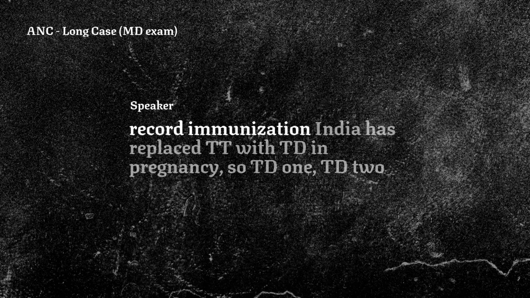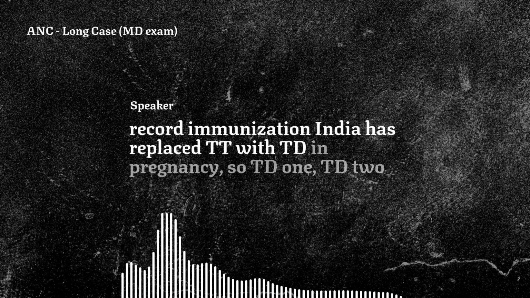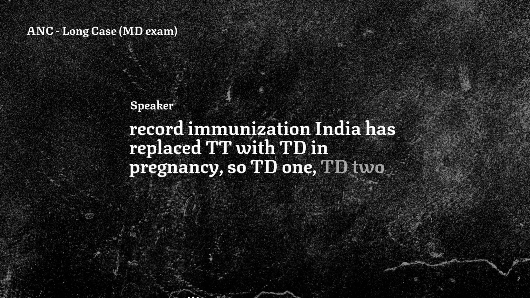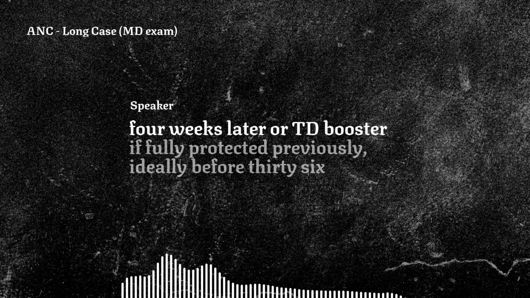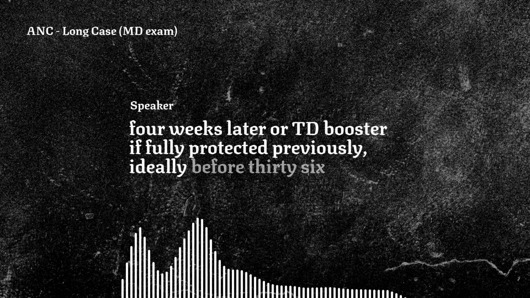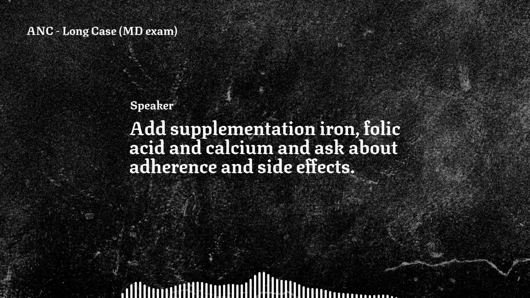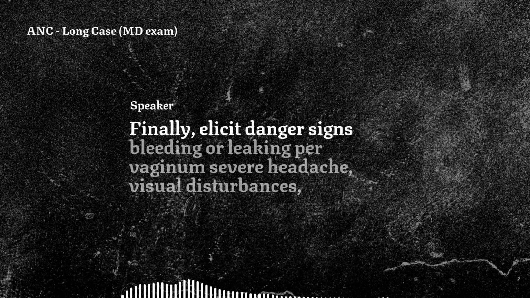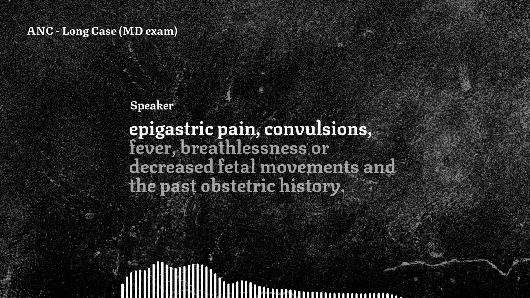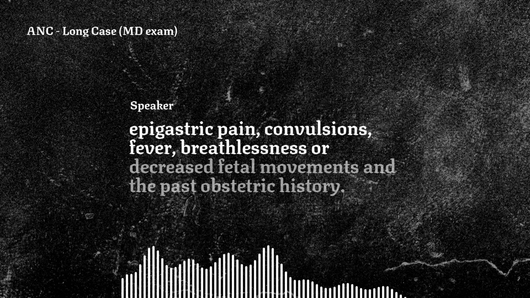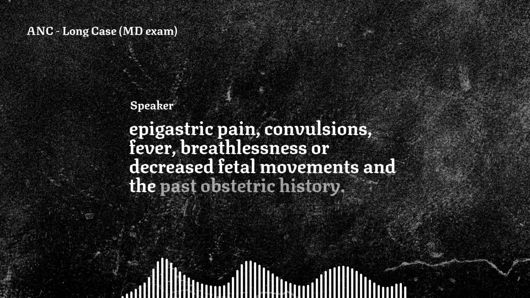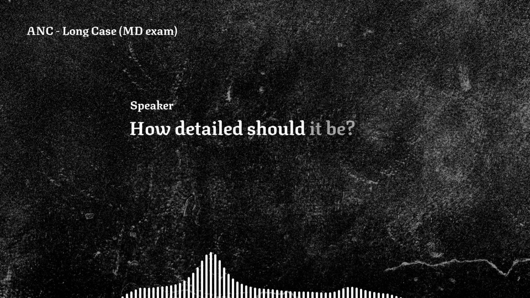Record immunization. India has replaced TT with Td in pregnancy, so Td1, Td2 4 weeks later, or a Td booster if fully protected previously, ideally before 36 weeks. Add supplementation, iron, folic acid and calcium, and ask about adherence and side effects. Finally, elicit danger signs: bleeding or leaking per vaginum, severe headache, visual disturbances, epigastric pain, convulsions, fever, breathlessness or decreased fetal movements.